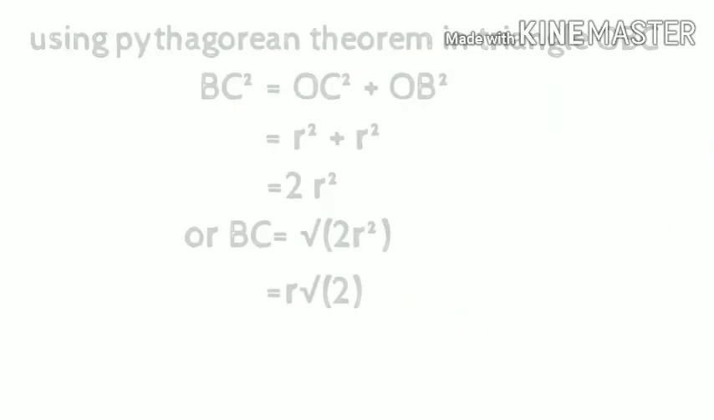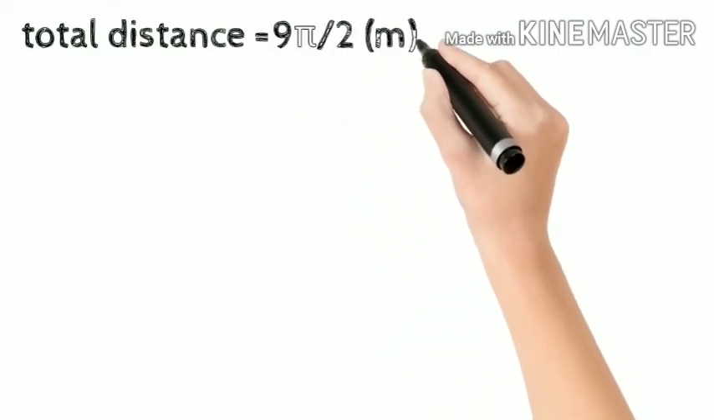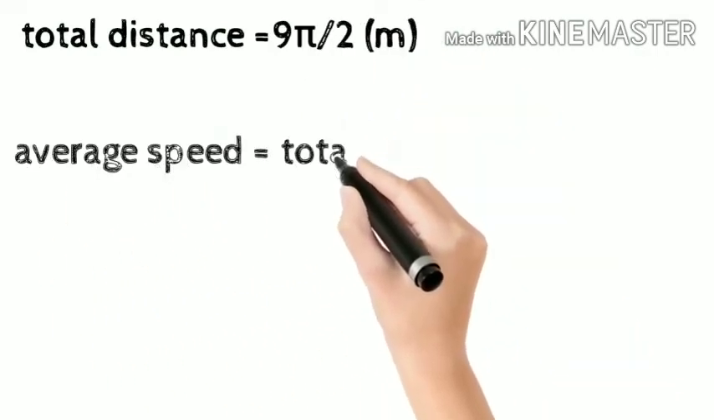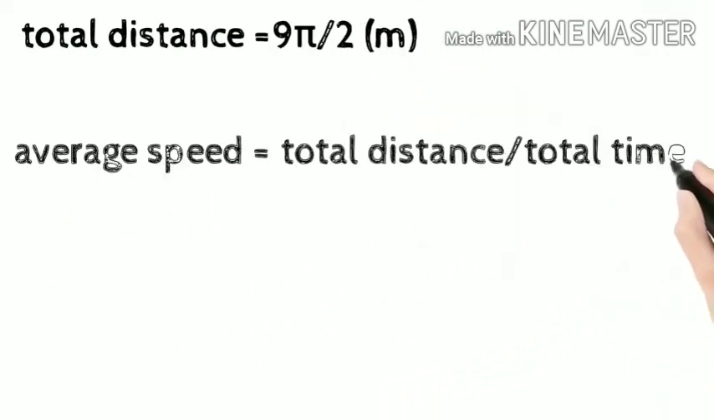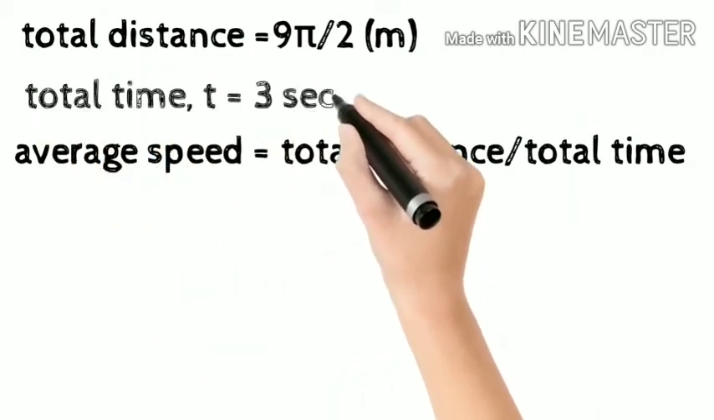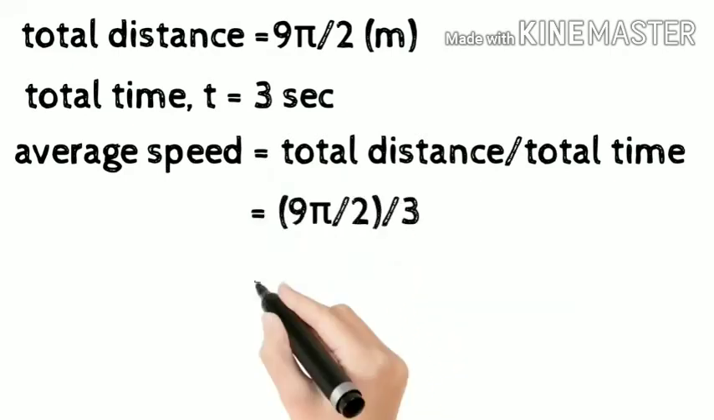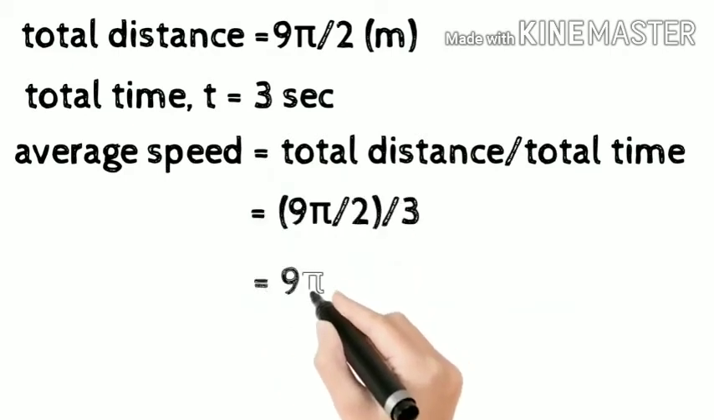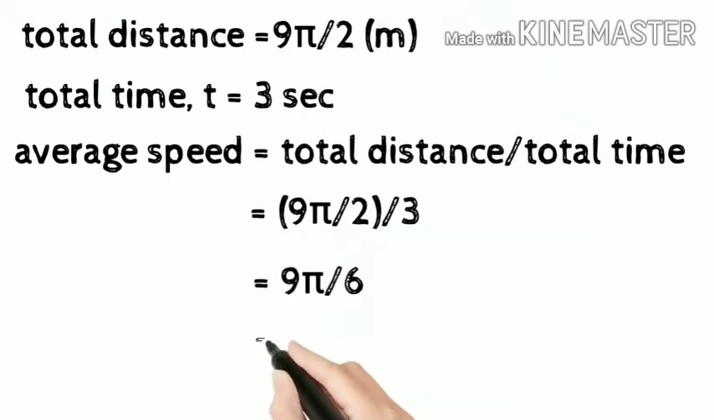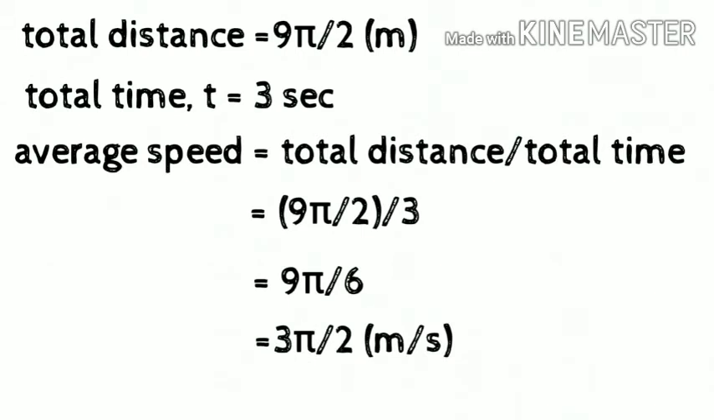Once we have found out the total distance, our next task will be to find out the average speed. We know average speed equal to total distance by total time. It is given that total time t equal to 3 seconds. Putting 9 pi by 2 in place of total distance and 3 seconds in place of total time, we get average speed equal to 9 pi by 6 meter per second, which after cancellation gives 3 pi by 2 meter per second. That's our first answer.